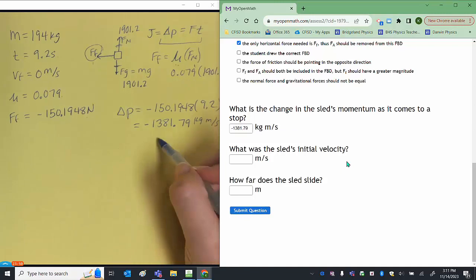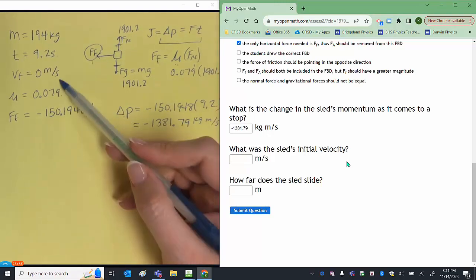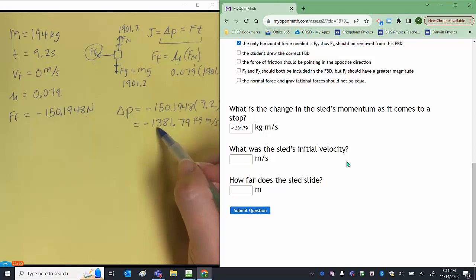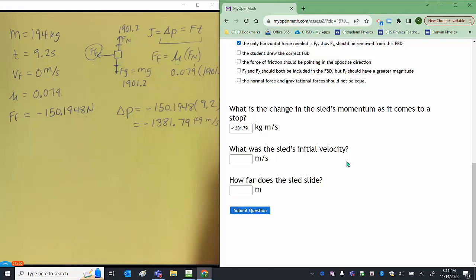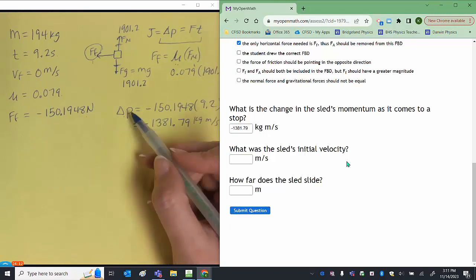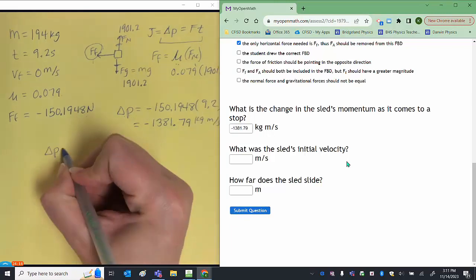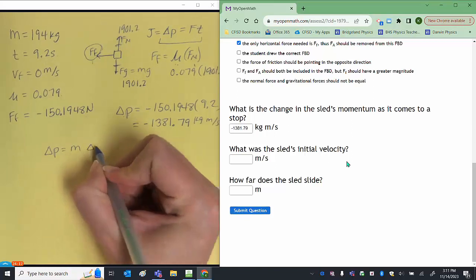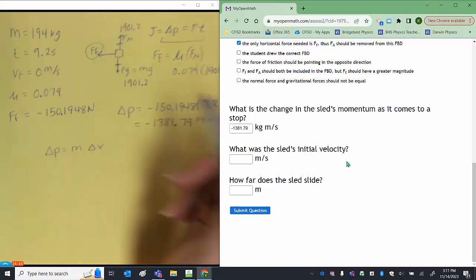What is the sled's initial velocity? Okay, well again, I have now the change in momentum. I know that my final momentum is 0, so I know that my initial momentum would have been positive 1,381.79, and I can use that to solve for my initial velocity. Alternatively, I know that change in momentum, delta P, equals mass times change in velocity, and it's effectively going to do the same thing if I go about it this way.